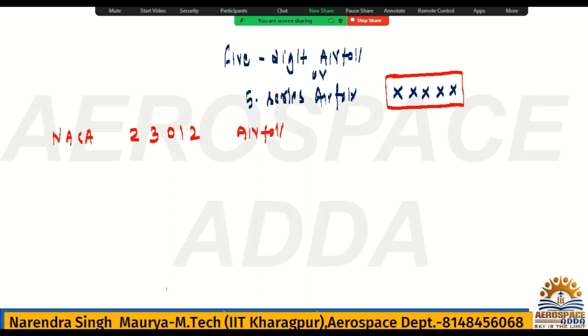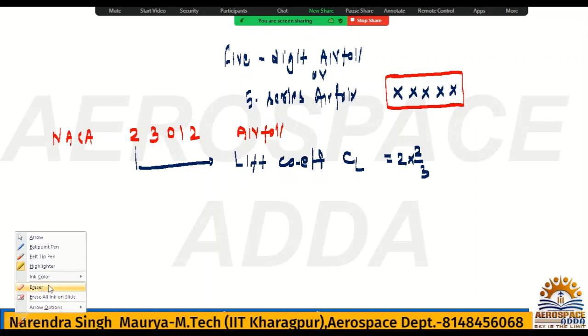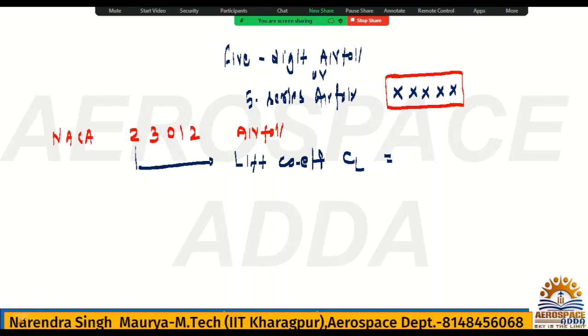Again, one by one we'll write it. The first digit, when multiplied by 3 by 2, gives the design lift coefficient in tenths. So the first digit will give the lift coefficient, meaning the CL value. What is the first digit? It is 2. So you take 2 into 3 by 2, sorry, it's 3 by 2, not 2 by 3, I made a mistake, let me correct it. You have to multiply by 3 by 2.